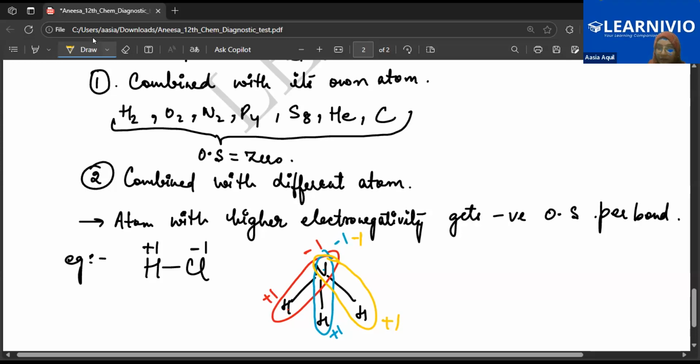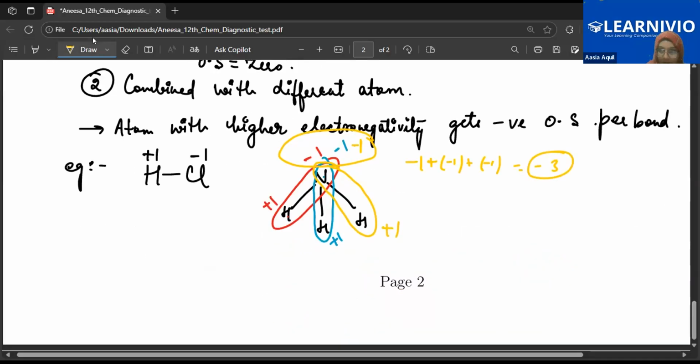But the nitrogen here, what will be the oxidation state? The sum of these three, -1 plus -1 plus -1, gives you -3. So what is the oxidation state of nitrogen? Again it is -3. Clear? Yes, ma'am. It means the atom with high electronegativity will get a negative oxidation state for each bond. Okay, let's take one more example.